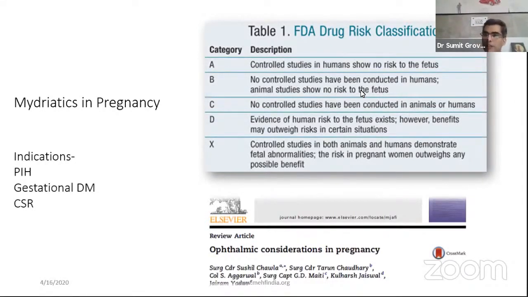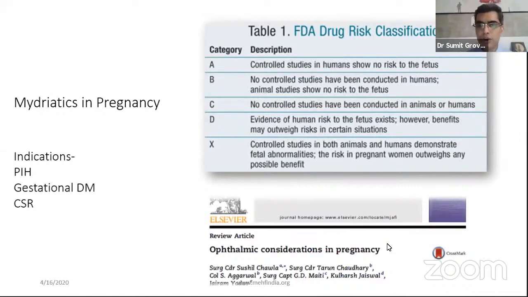Fortunately, the combination of tropicamide and phenylephrine as a mydriatic can be safely used in pregnancy. And in every trimester, like first, second, third trimester, you can easily dilate the pregnant female with a combination of these drugs. And this is a review article named Ophthalmic Considerations in Pregnancy. I just found this article very interesting, and during the preparation of this slide, I found this article.